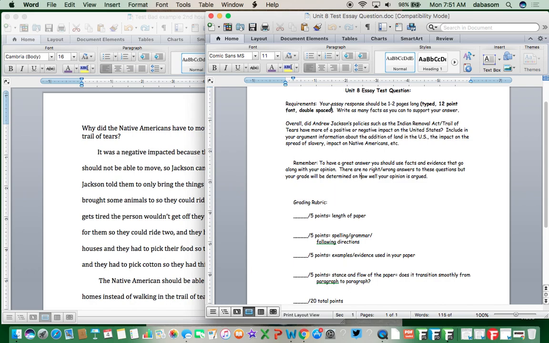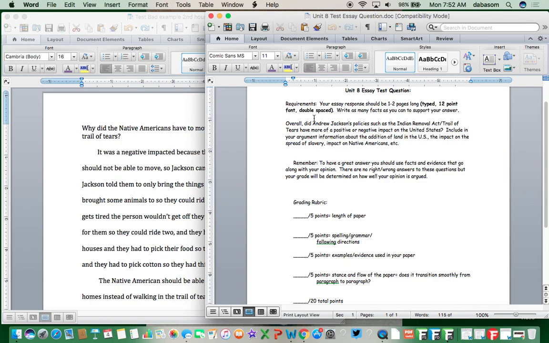Again, your requirements are to write a 1 to 2 page paper, which is typed in 12-point font, double spaced, with as many facts as you can to support your answer. Your topic: overall, did Andrew Jackson's policies, such as the Indian Removal Act and Trail of Tears, have more of a positive or negative impact on the United States?